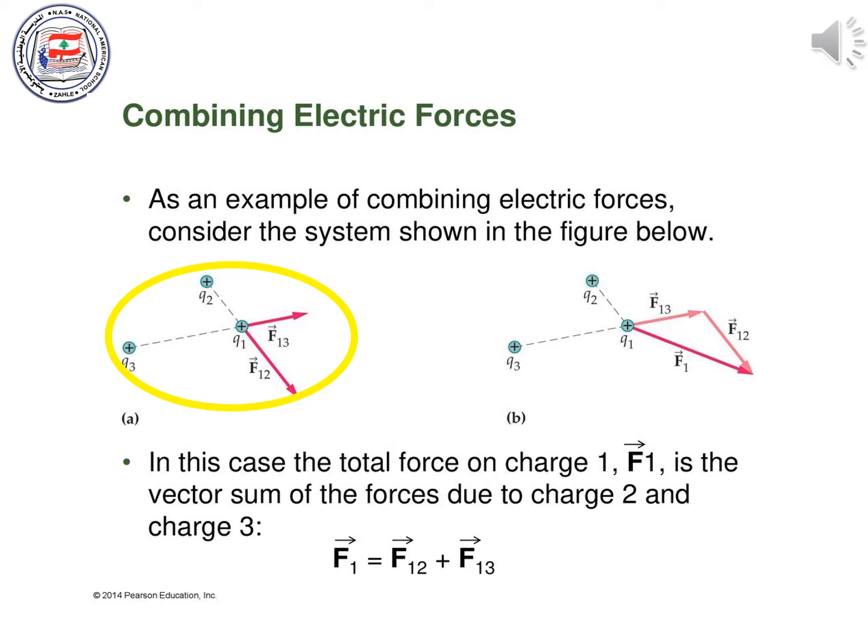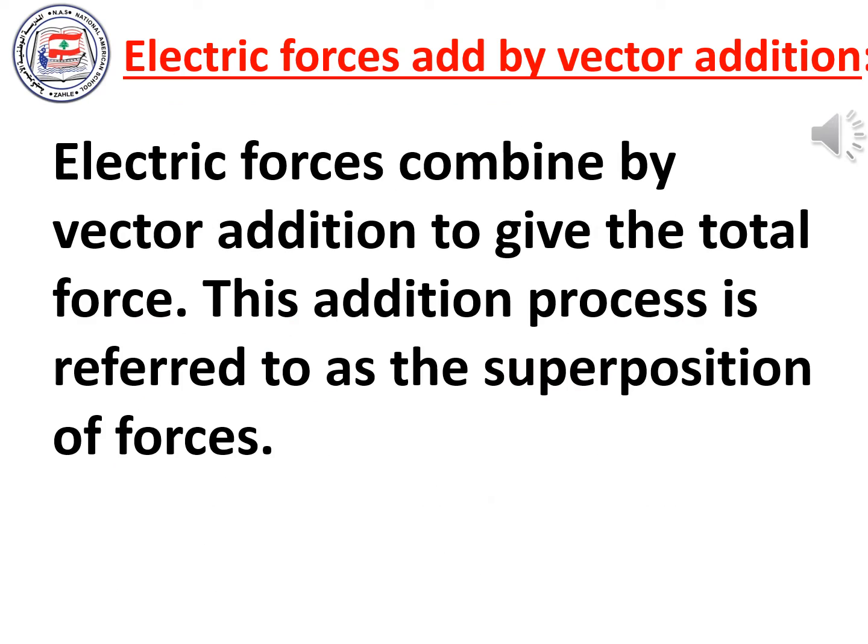In order to add them here, we cannot just add the magnitudes of the forces because forces are vectors. They have magnitude and they have direction. So in order to find the total force, we need to add them as we add vectors. So electric forces add by vector addition. Electric forces combine by vector addition to give the total force. This addition process is referred to as the superposition of forces. So we do a superposition of forces, which means we add the forces by a process called vector addition. And I'm going to talk in detail about it now.